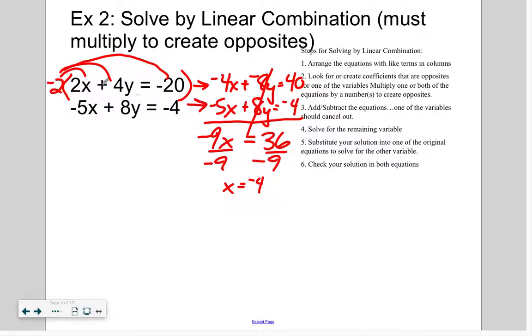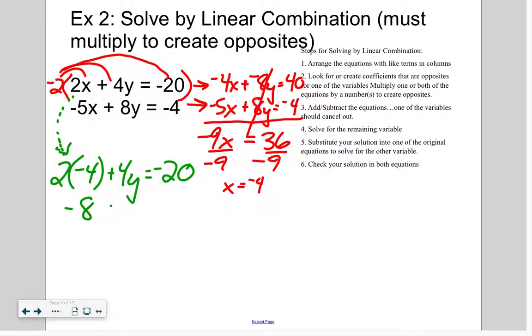I'm going to use one of the original ones. The numbers are smaller here. It's just a little bit easier calculation, and in case I made a mistake over here, I'm not using an equation with a mistake. So I'll use the top one just for the heck of it. So 2 times negative 4 plus 4 times y equals negative 20. That was me substituting into that top equation.